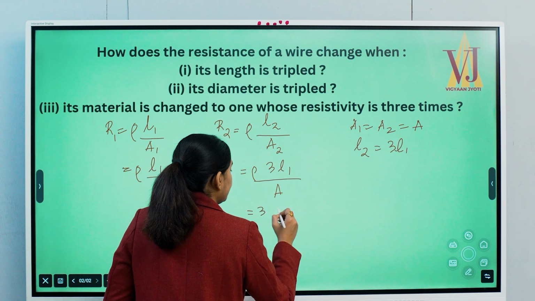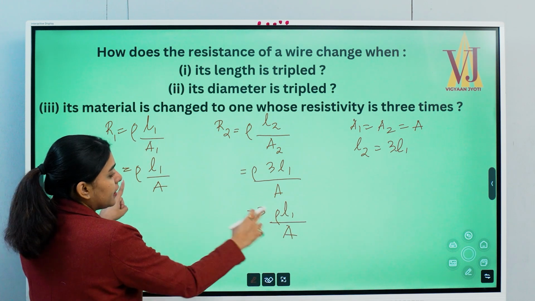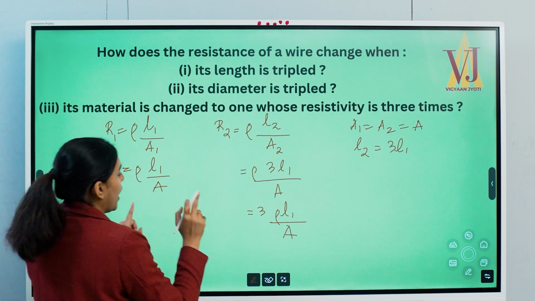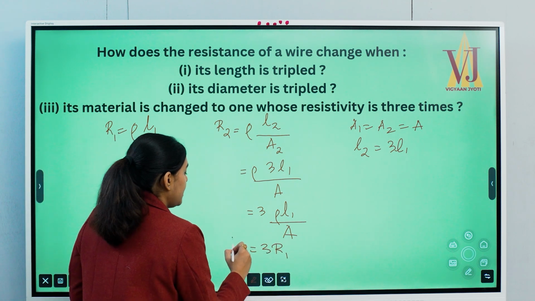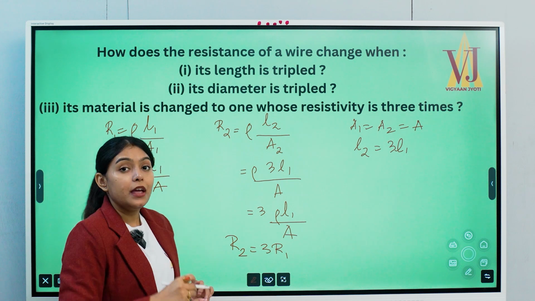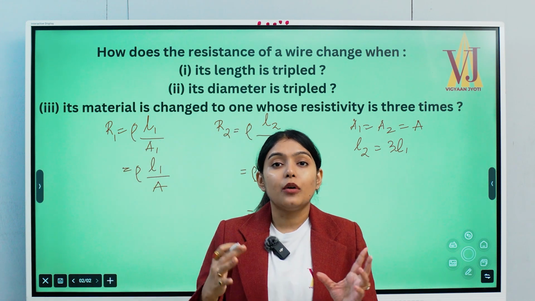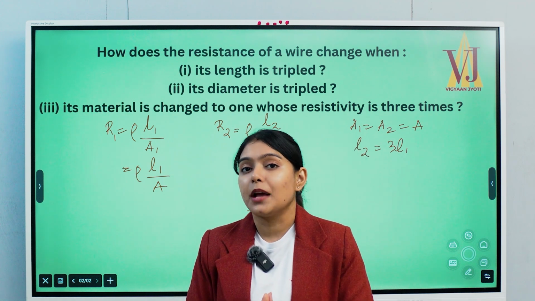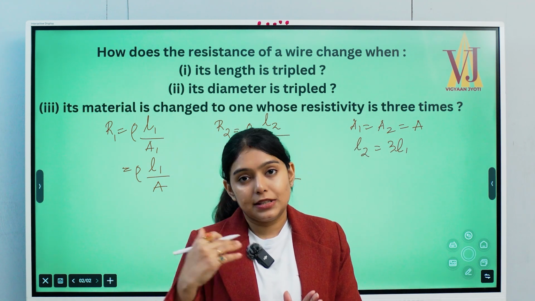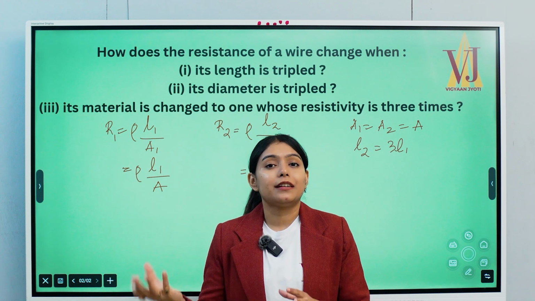Now if we segregate them, don't you think we got a similar expression? What is it? R1. That means 3 times my old resistance. That means my new resistance will be 3 times my old resistance. What does it mean? It means that without calculating a lot again, if only the length has changed to 3 times, or 4 times, whatever, just directly multiply the resistance by that factor.